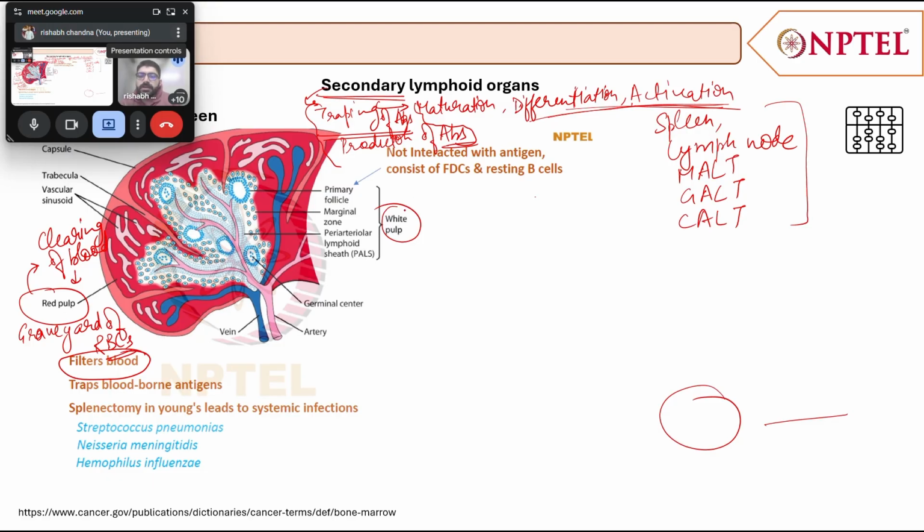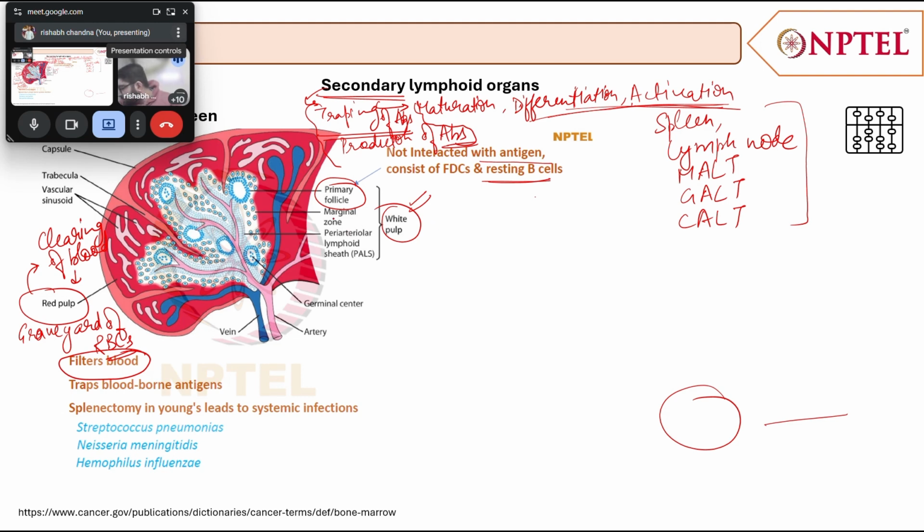Now, the second component, that is the white pulp. So white pulp has different regions or components. Okay, so the first one is the primary follicle. This primary follicle contains the immature B cells that have not interacted with the antigen. And these are the resting B cells basically.